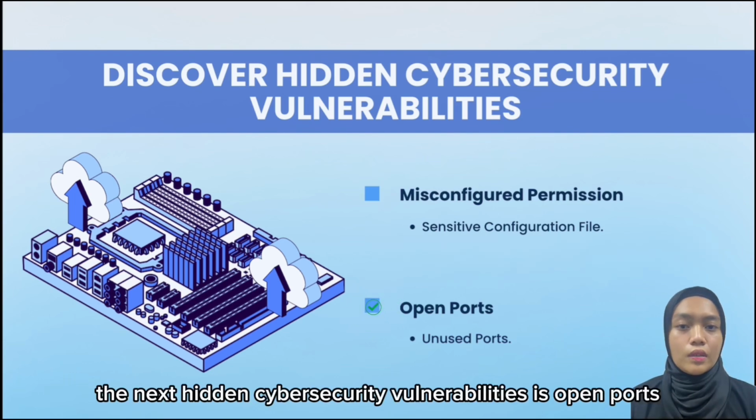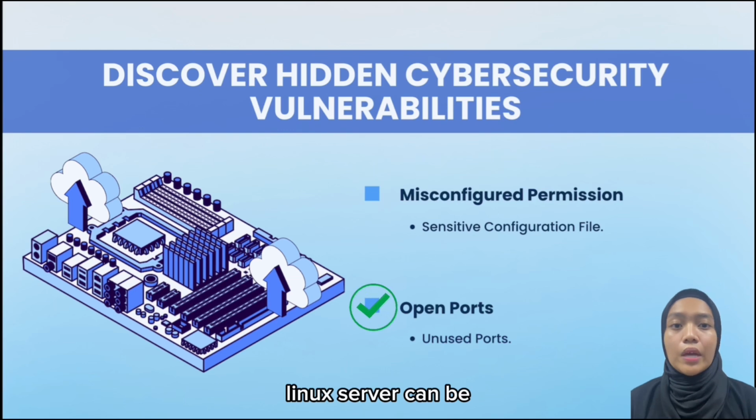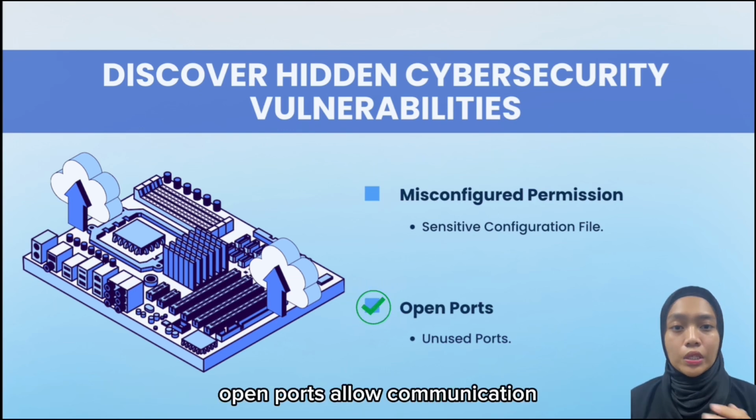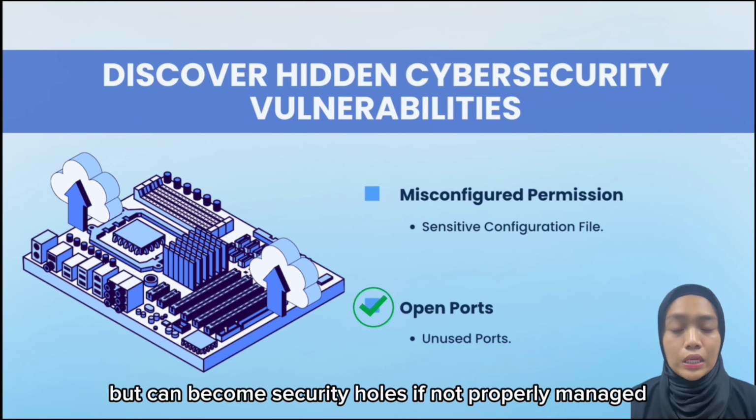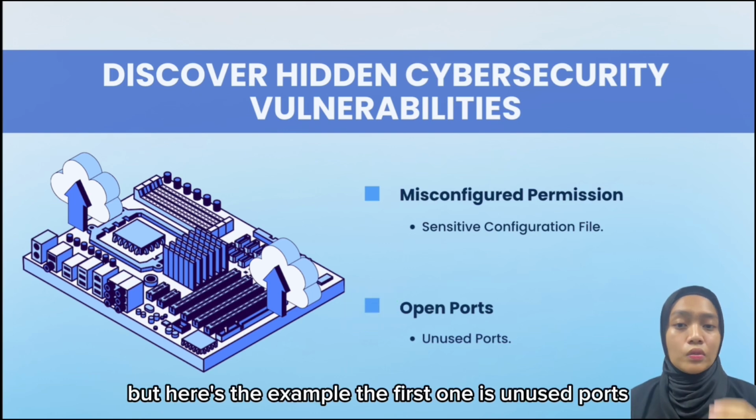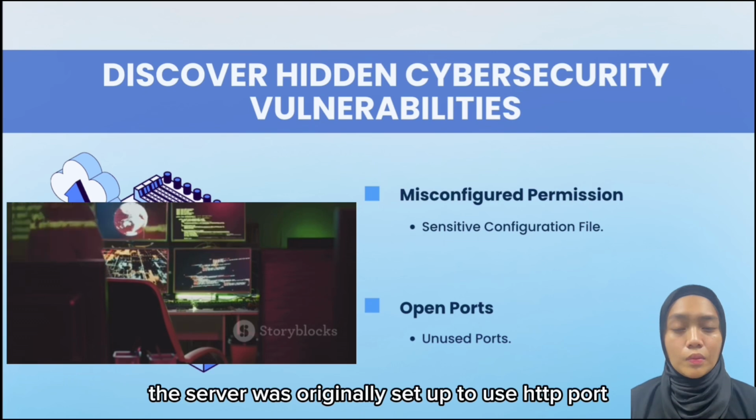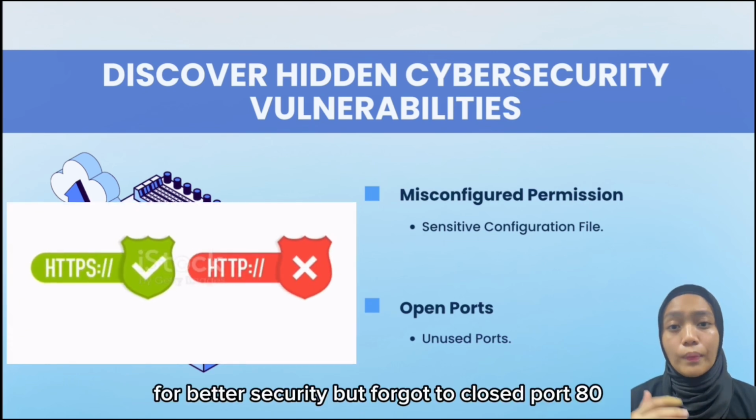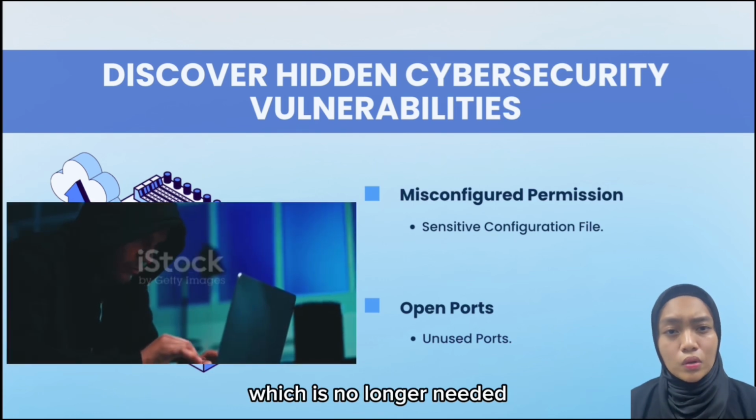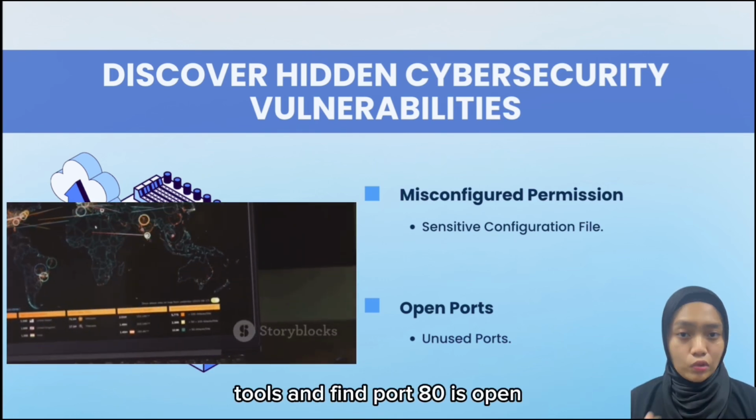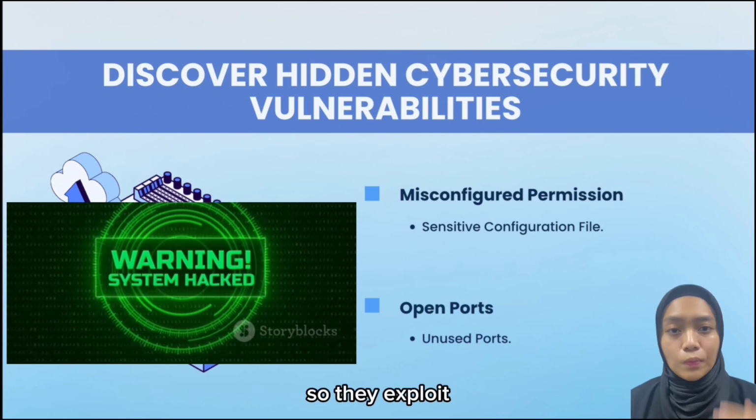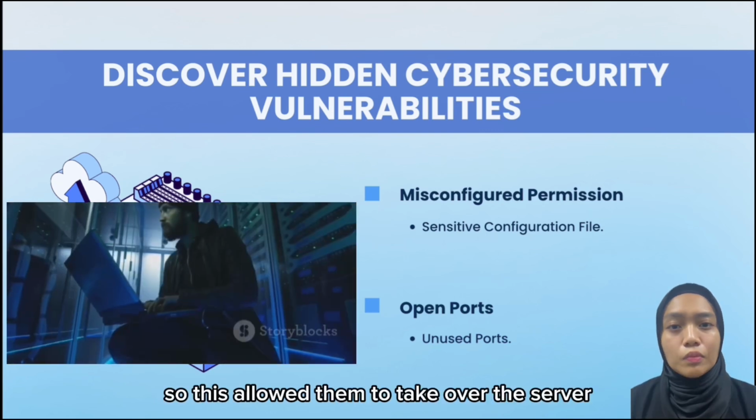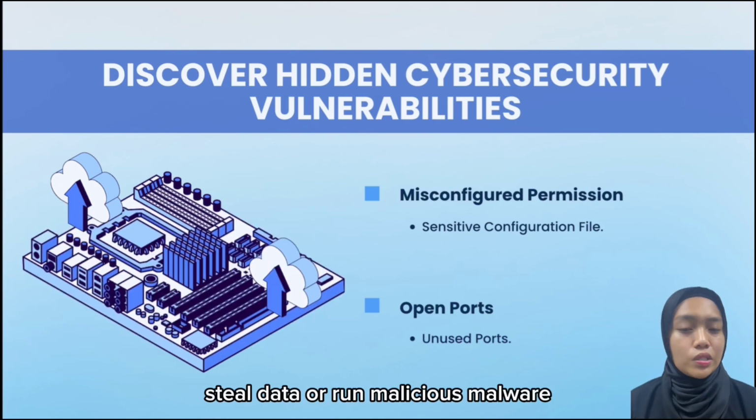The next hidden cybersecurity vulnerability is open ports access. Linux servers can be at risk when unnecessary ports are open or outdated services like Telnet are running. Open ports allow communication but can become security holes if not properly managed. Here's the example. The first one is unused ports. The server was originally set up to use HTTP port 80 active for a website. Later, the administrator switched to HTTPS port 443 for better security but forgot to close port 80, which is no longer needed. So the attackers scanned the server using Nmap tools and found port 80 is open. They exploited an outdated unpatched vulnerability in the HTTP services that is still running on port 80. This allowed them to take over the server, steal data, or run malicious malware.